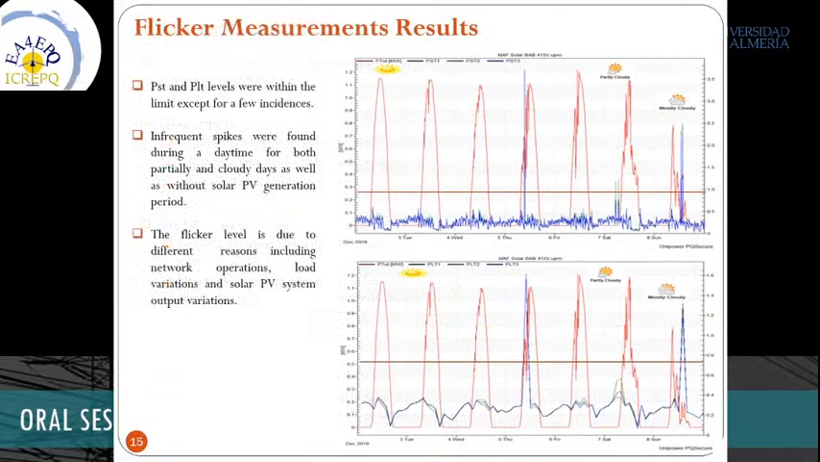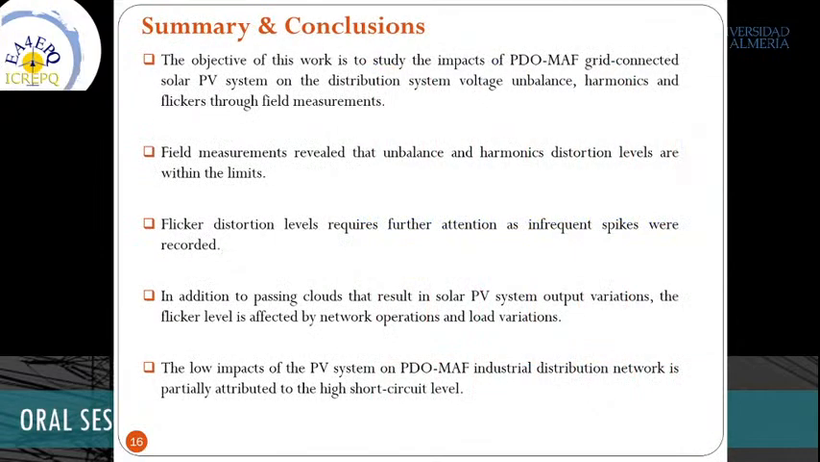Flicker measurement results show that PST and PLT levels were within the limit except for a few incidences. Infrequent spikes were found during the daytime for both partially cloudy days as well as without solar PV generation periods. The flicker level is due to different reasons, including network operation, load variation, and solar PV system output variations. Finally, summary and conclusion.